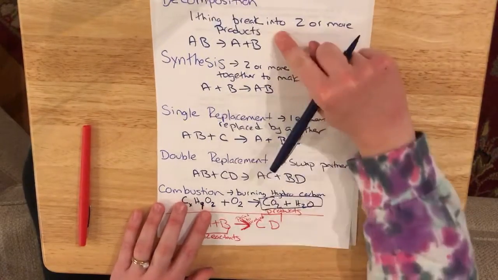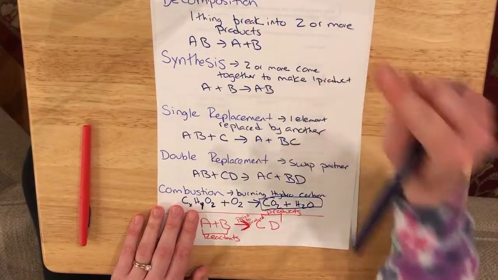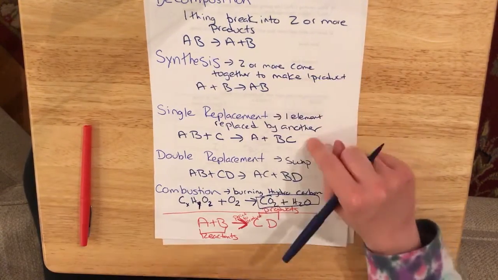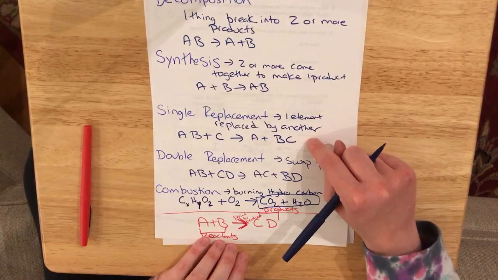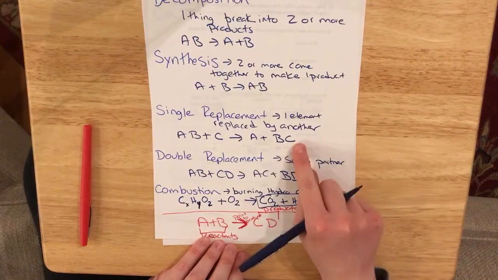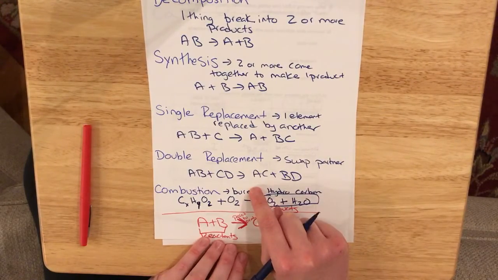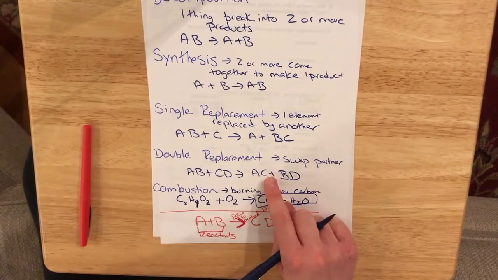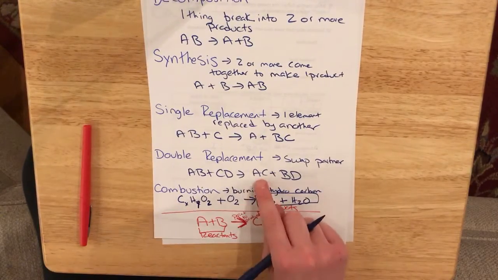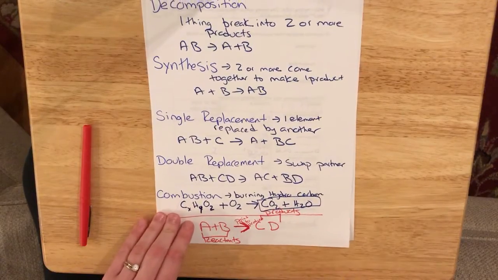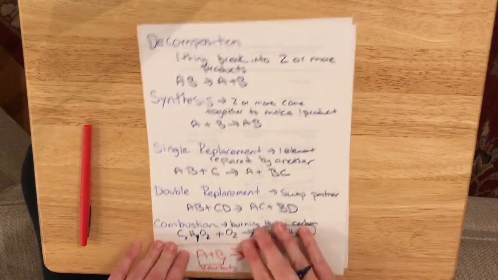So remember, decomposition, this is where we did the elephant toothpaste. Synthesis is where we did the burning of the magnesium ribbon. Single replacement, we did one where we pulled, remember, the silver onto the copper wire. Double replacement is where we had that glob form inside of the graduated cylinder or test tube. And then combustion is where we put the alcohol onto the dollar bill and it burned.